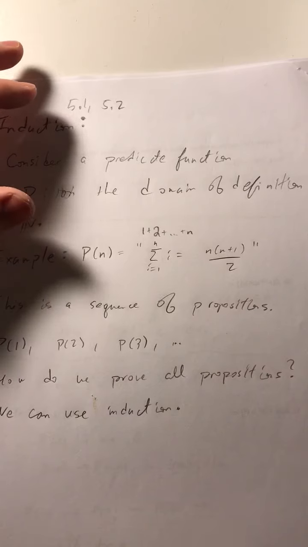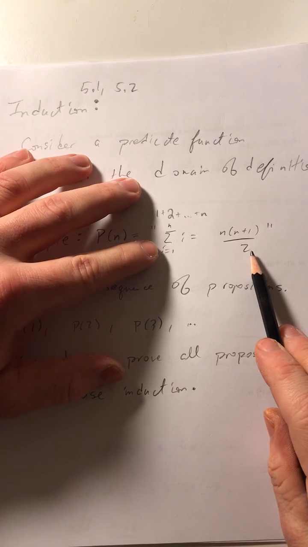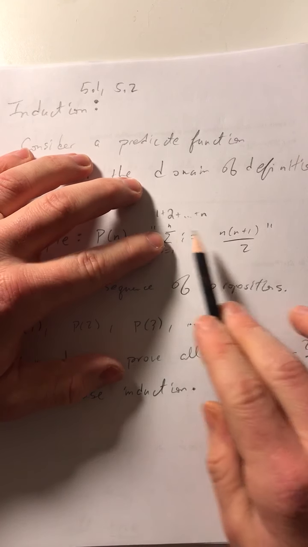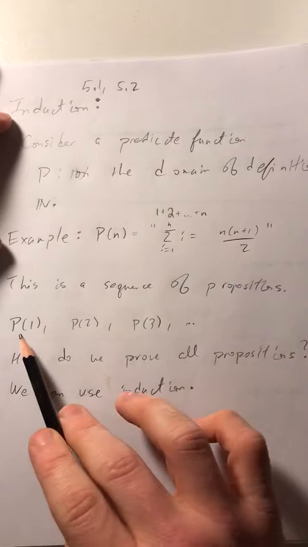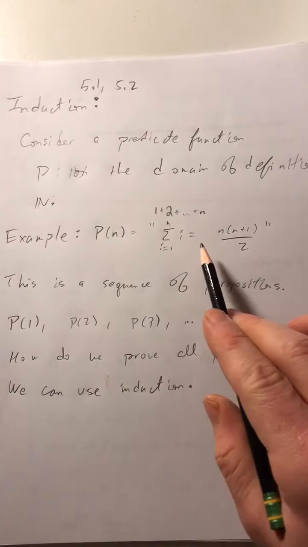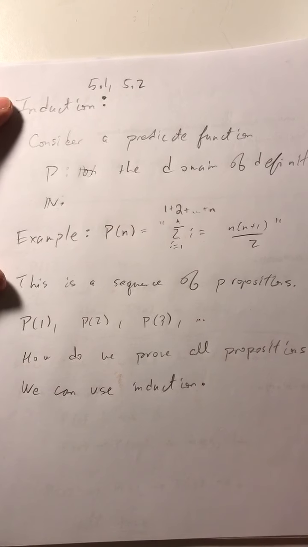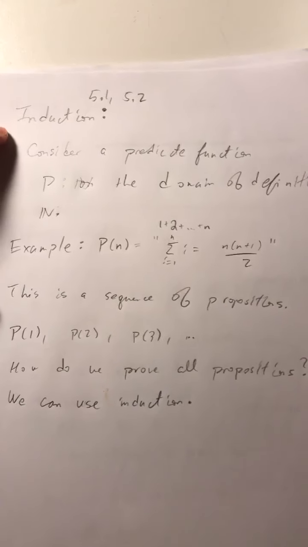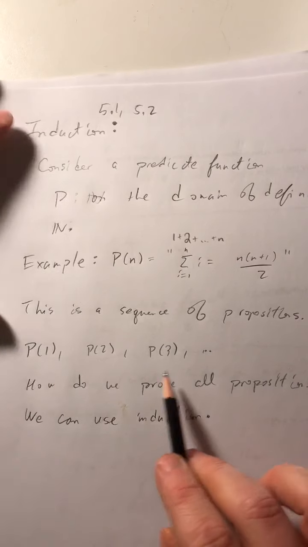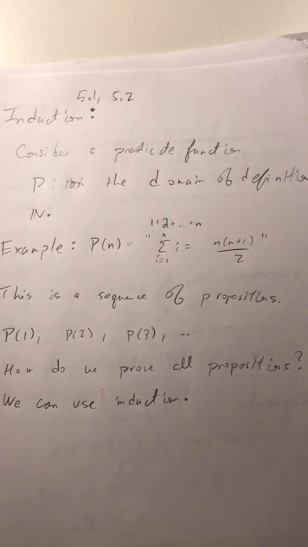So this might look like an assertion, but we can actually think about it as a sequence of assertions. When n equals 1, that's an assertion, right? When I put a specific value of n here, it becomes a single proposition. P of 2 is a single proposition, P of 3. So I get P1, P2, P3, P4, P5, P6, and each of those is a different proposition, because this is a predicate function. We'd like to know, how can I prove all of them? It's an infinite sequence of propositions. How can I prove all of them?